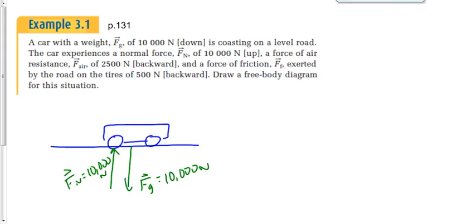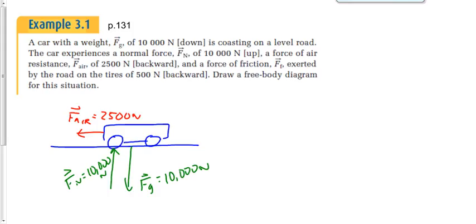We have a force of air resistance that's acting backwards. It's 2,500 newtons. So I'm going to try to draw that shorter. It's about 1/4 the length of the normal force and the force of gravity. I don't expect it to be perfect with the length of it. I just want to see that you recognize that it's a smaller force than gravity and the normal force. So it's a shorter vector.